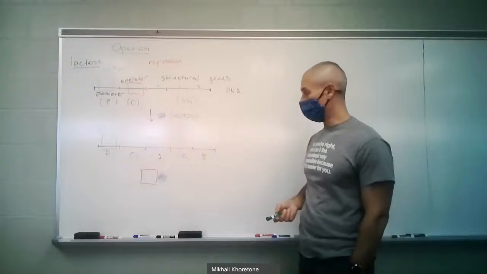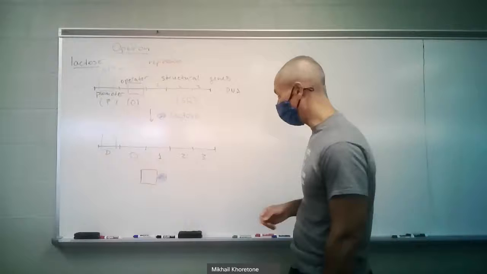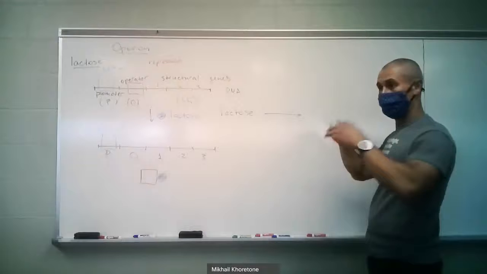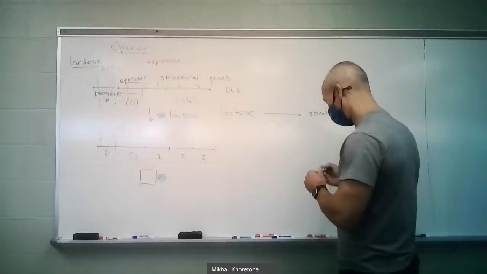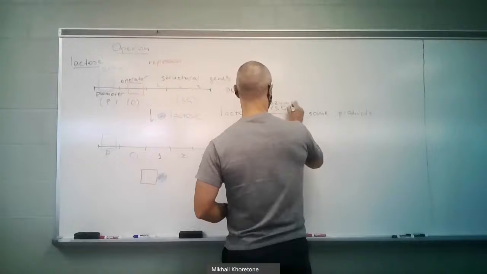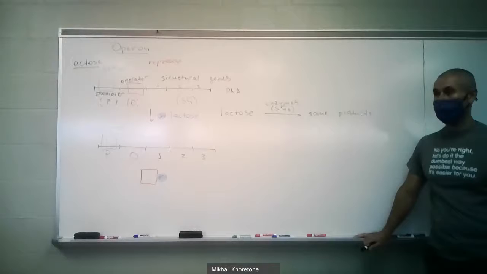Now, let's write down the reaction of lactose breakdown. Nothing fancy. So we have lactose, which is catabolized to some products. I don't know what they are. And what breaks down lactose? Enzymes that are encoded by structural genes. Does that make sense?